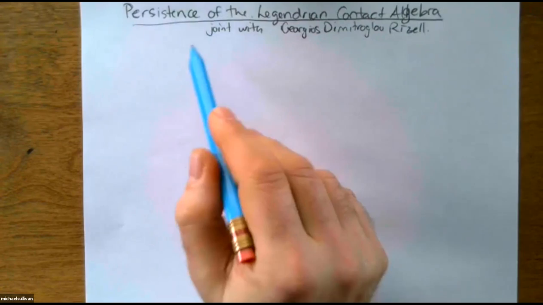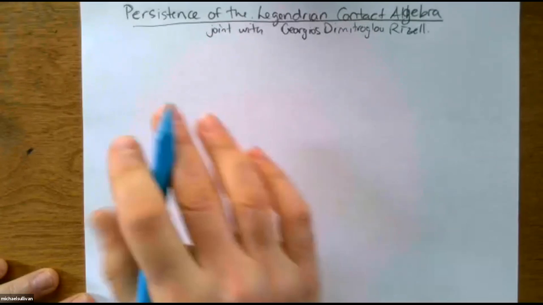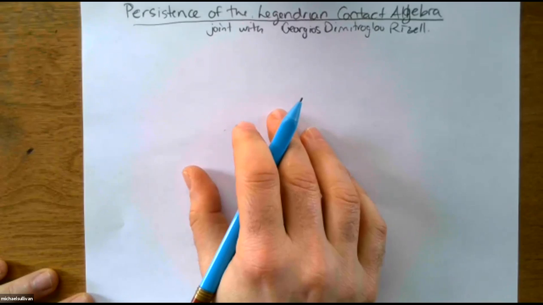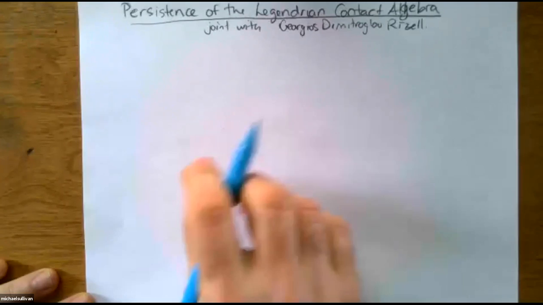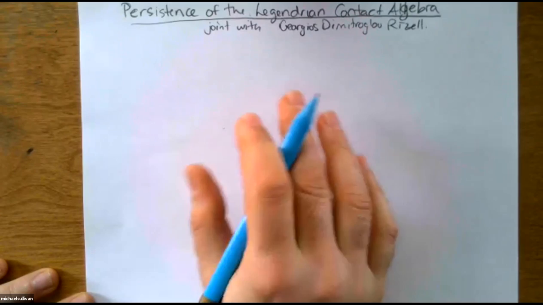One final thing. There's a lot of people who work in Floer theory, persistence, contact dynamics. And at the risk of, I figure it's probably better to offend everyone than just a few people. So I'm just not going to mention any names of other people. If you're interested in who's done related results, you could look at our preprint. We have a fair amount of citations there.